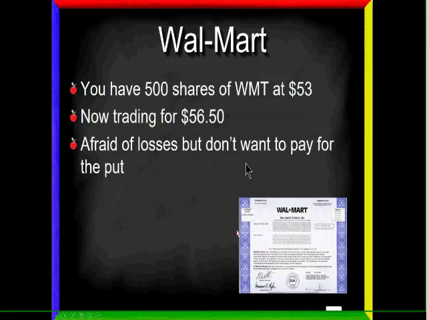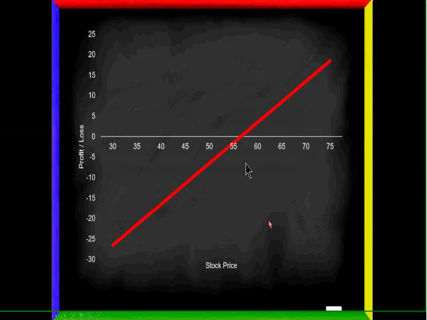But the guy had 500 shares of Walmart at 53, and it was now trading for $56.50. He said, you know what, I'm afraid of losses, but I don't really want to buy these puts, and I don't want to give up my unlimited upside, but I would like to somehow protect the downside. Well, good point, understandable. Here's his current profit and loss diagram. What is that? High risk. Make it all or lose it all.